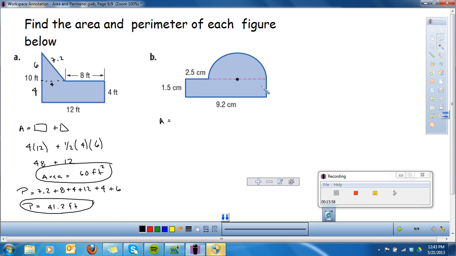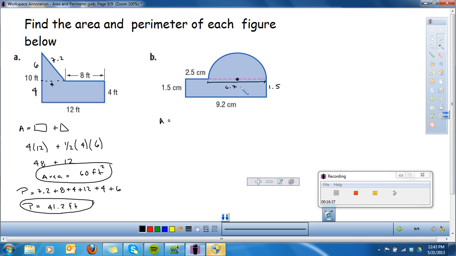Now, since this side right here is 1.5, okay, we know that this is 1.5. Now, this one is really tricky. We need to know what this is right here. Now, this is already divided up for us, which is nice. And we know that from here to here, we need this length. We know that 9.2 is the length of this whole side. So this plus this needs to equal 9.2. So if I subtract 2.5 from 9.2, I know that the length of this is 6.7.